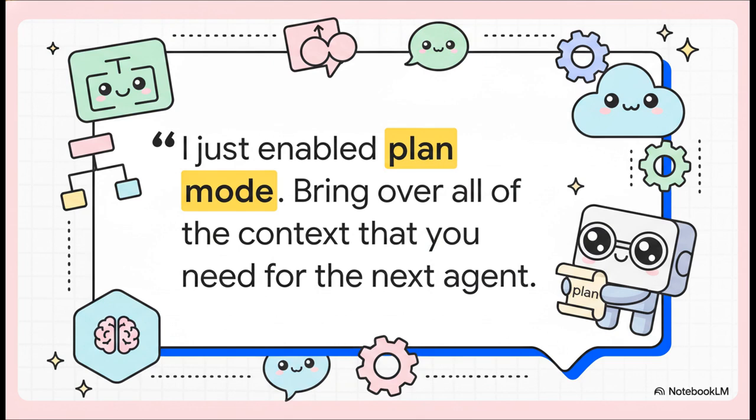When you're in an unfamiliar code base, you have to separate the exploration phase from the execution phase. And this is exactly where the /plan mode becomes your best friend. You can use a really great pro-tier prompt here, something like, "I just enabled plan mode. Bring over all of the context that you need for the next agent." That explicitly tells the AI to gather what matters without prematurely writing a single line of code.